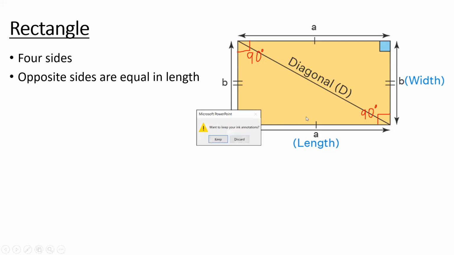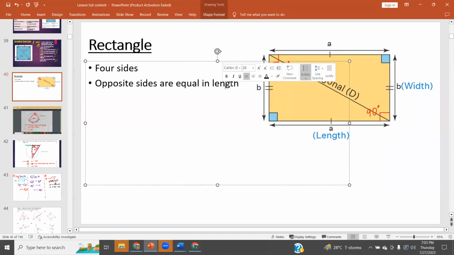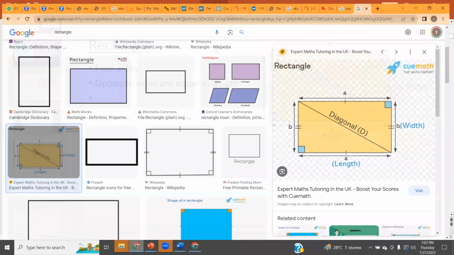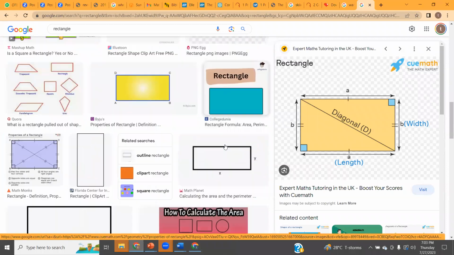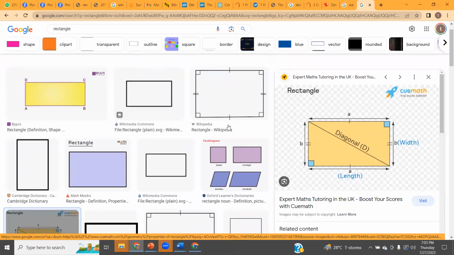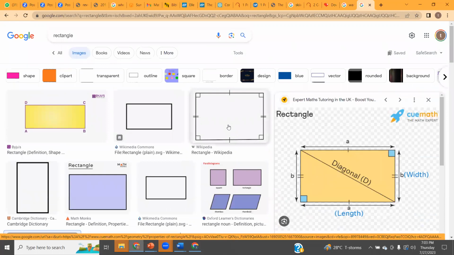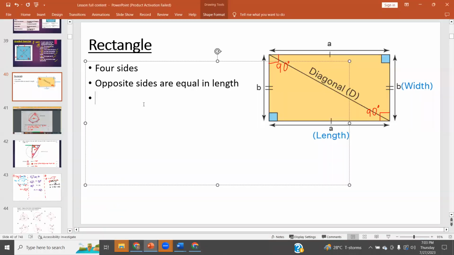So opposite sides are equal in length. We also know that opposite sides are equal in length. You know what? This picture, I don't know if I like this one. Let me see. I just want a regular rectangle. A rectangle that shows, okay. All right, they ain't working with me. So I guess I have to just put it in myself.